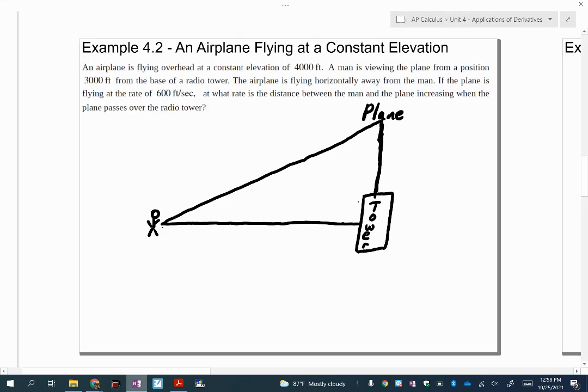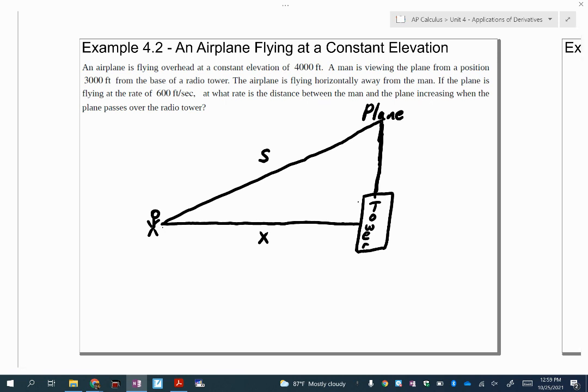And essentially what I've decided to do is use the letter X to denote the distance between the man and the spot on the ground right below the airplane. Now, I know it looks like that's the distance between the man and the tower, and I don't want you to think that's the case. The case is that it's the distance between the man and the spot directly below the airplane. We are eventually going to look at when that spot is the tower, right? That's the question. But in terms of defining X, it's not about the tower. And then the letter S is going to be the distance between the man and the airplane.